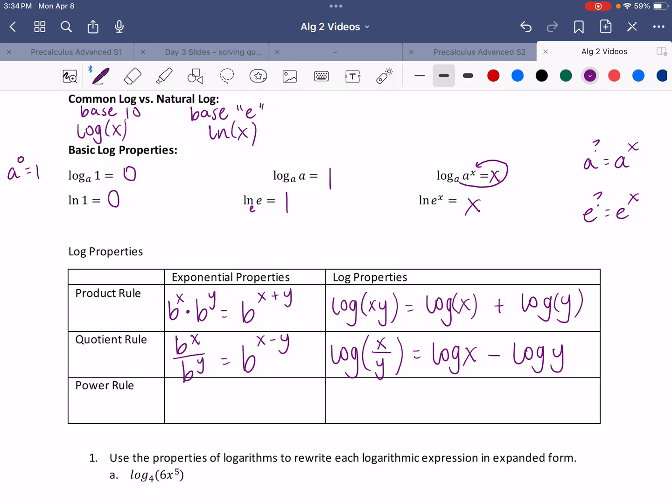Okay, the last rule is the power rule. So if I see something with an exponent and then there's an outside exponent, if I had these as numbers and asked you what would they do, we know that they would multiply.